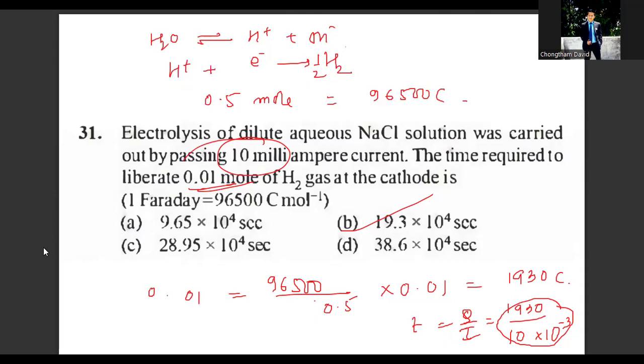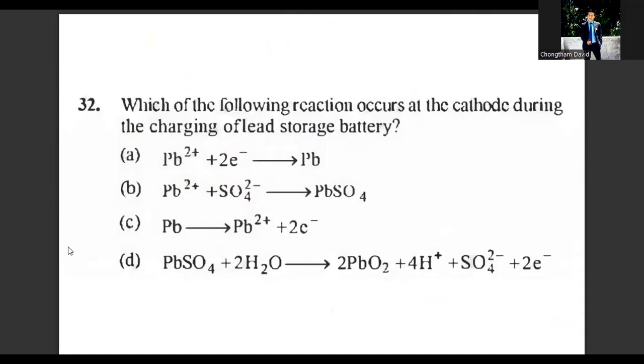Moving on to question number 32. Which of the following reaction occurs at the cathode during the charging of lead storage battery? It would be option number D. Okay, D is the answer.